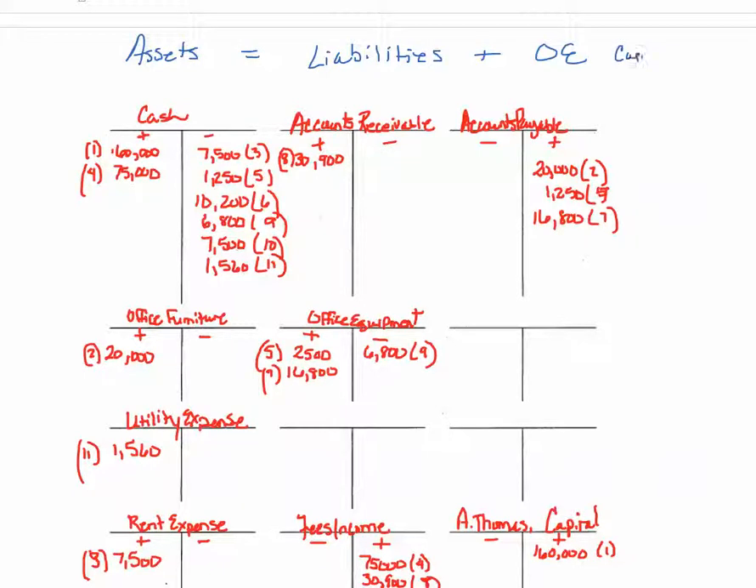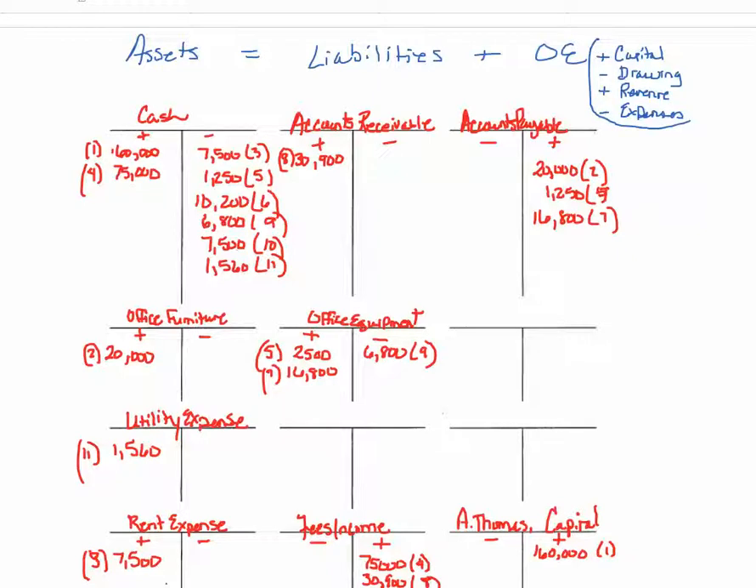So capital, drawing, revenue, and expenses. Okay, so capital increases our owner's equity, drawing decreases our owner's equity, revenue increases our owner's equity, and expenses decrease our owner's equity. All of these are owner's equity accounts.